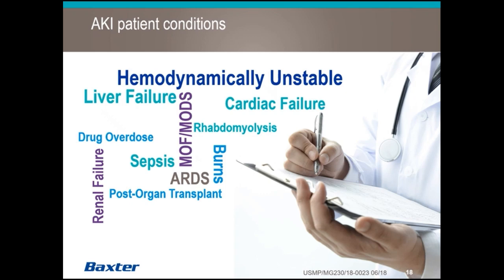So some potential conditions that may lead to acute kidney injury because of changes in renal perfusion are organ failure, such as liver, cardiac, renal, or multisystem, sepsis, burns, drug overdoses, or organ transplants.